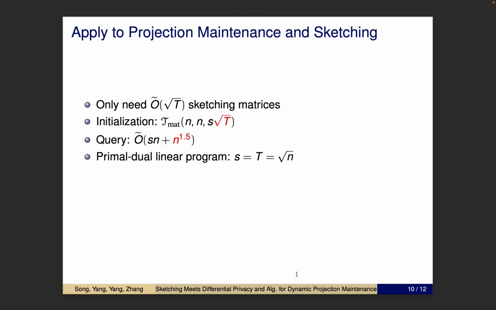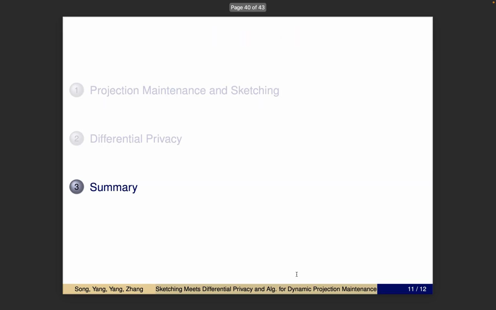And to give you a concrete sense of this data structure, think of the primal-dual linear program in which we need to choose s equal to t equal to square root n. In this case, without using this data structure, the initialization time will take n to the omega, whereas using this data structure gives us an improved initialization time of n to the 2.186. And the query time is still n to the 1.5, because the original s times n is n to the 1.5, and the extra runtime we incur does not hurt here.